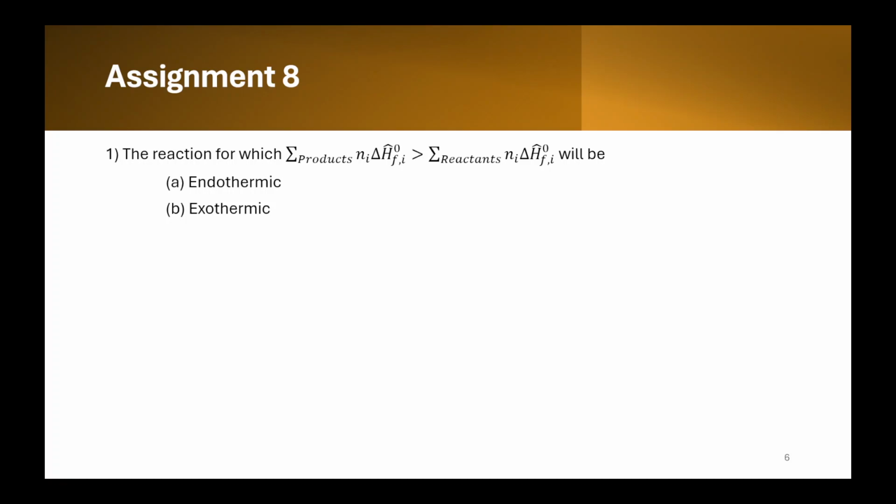So we start with the sample problems. First question: for a reaction, the summation of the product of the stoichiometric coefficient and the standard specific heat of formation for the products is greater than the same term for the reactants. So will that reaction be endothermic or exothermic? What will be the correct answer here?